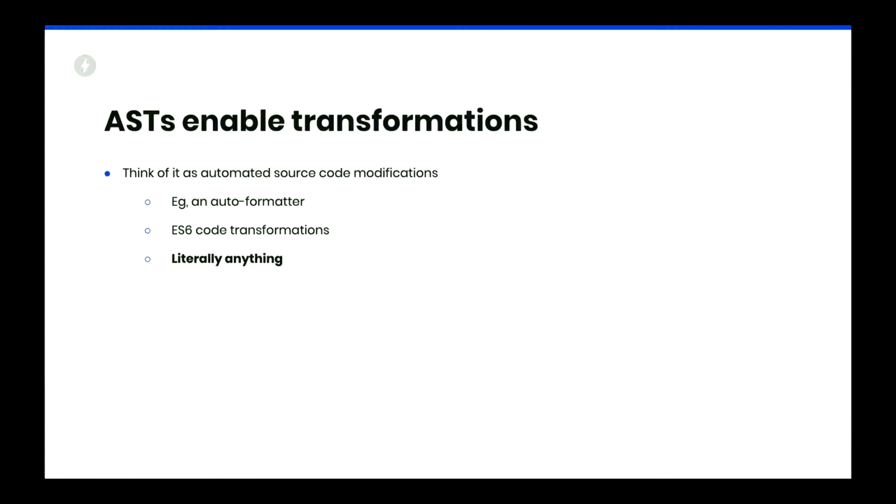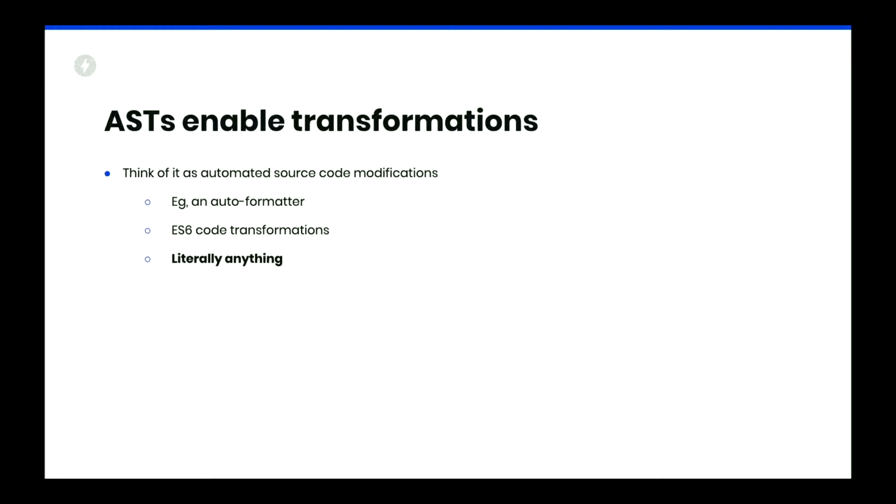ASTs allow these really powerful things to happen. Once you can actually understand what the structure of the code is, we can take it beyond just lint errors. We can start doing transformations to ASTs, where we can have an input code, run it through a transformer, and then have an output code.